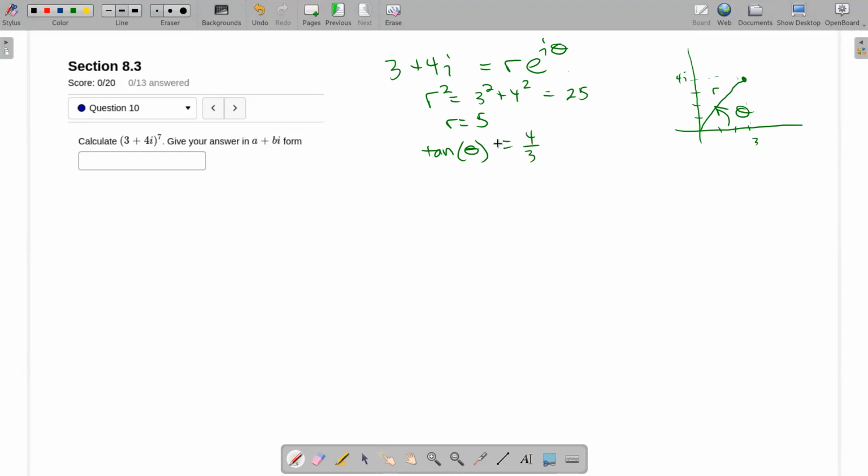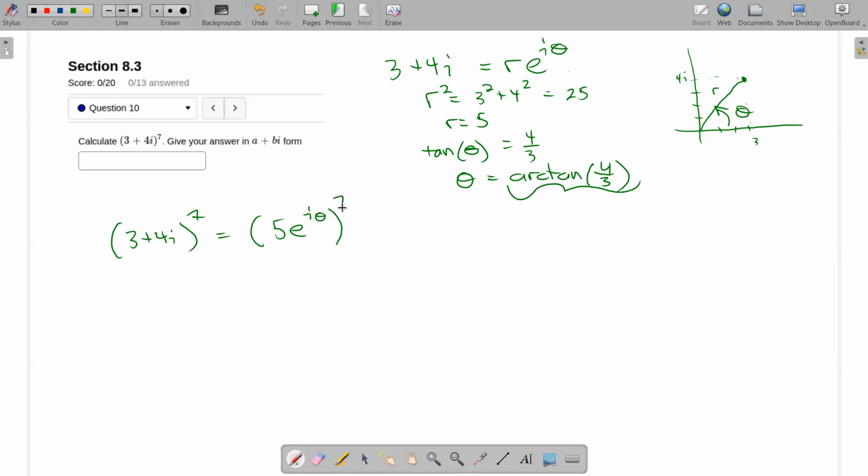Now 4/3 is not a special ratio on the unit circle. So the best I have here is that theta is equal to the arctan of 4/3, or inverse tan if you prefer that notation. All right, so there's my angle. I'm just going to call it theta for now. So I want to know what is 3 plus 4i to the seventh power. Well, that's the same thing as 5 times e to the i theta, where theta is that number. I'm just going to leave it like that for now, to the seventh power.